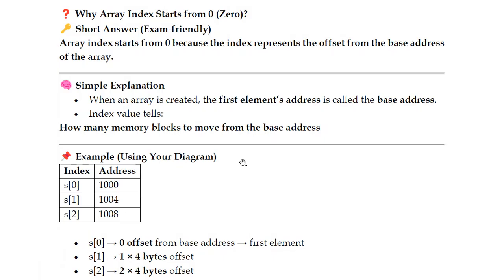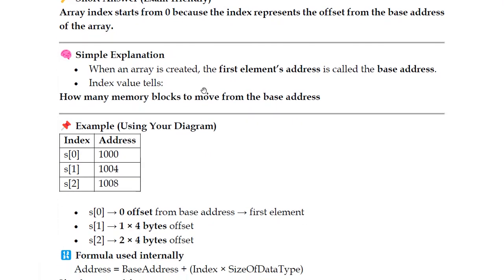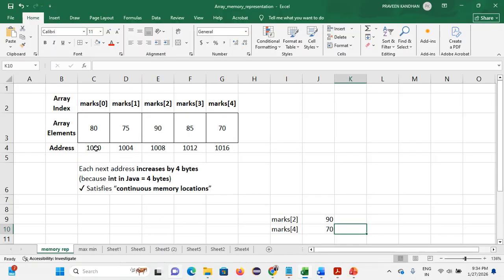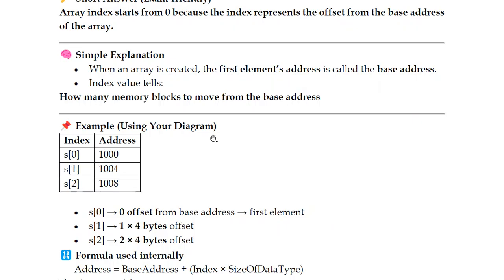So there will be a question: why does array index start with 0? Yes, always array index starts with 0 because index represents the offset from the base address of the array. Simple explanation: when an array is created, the first element address is called the base address. Say for example, here how many elements are there? 5 elements. So this first element address is called the base address.